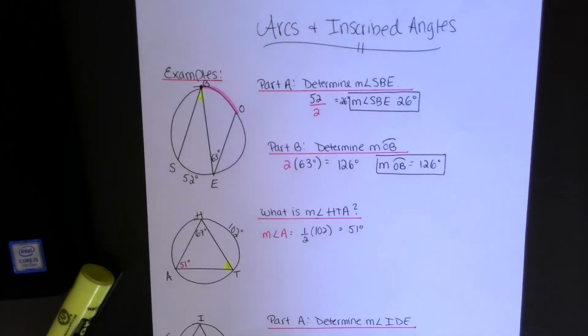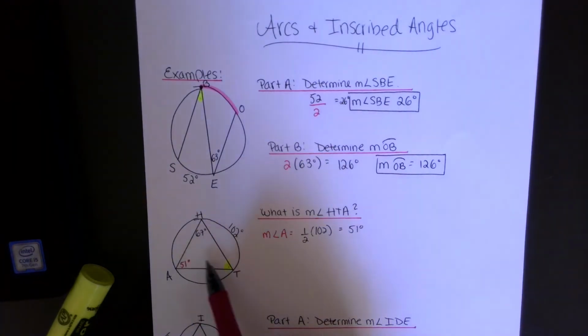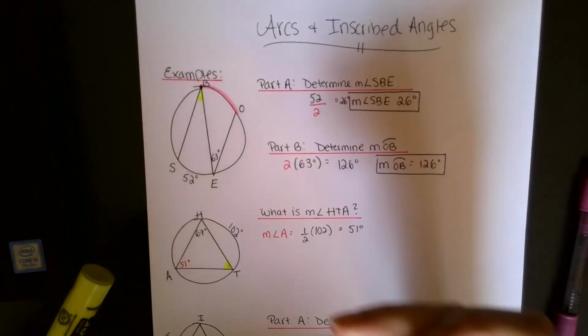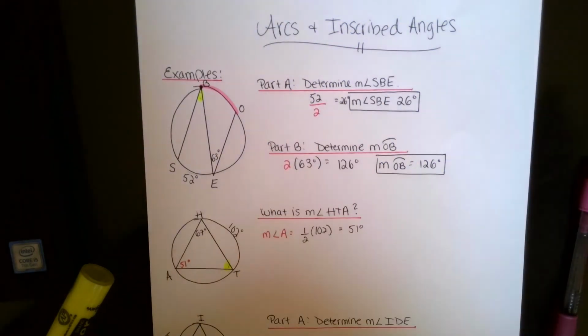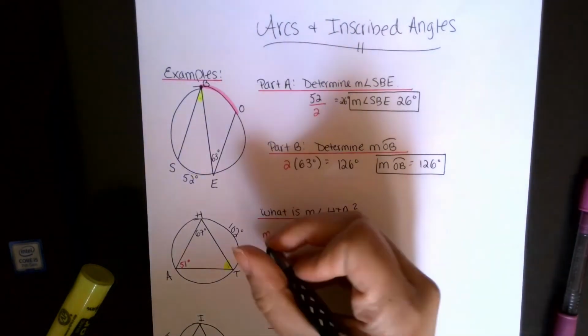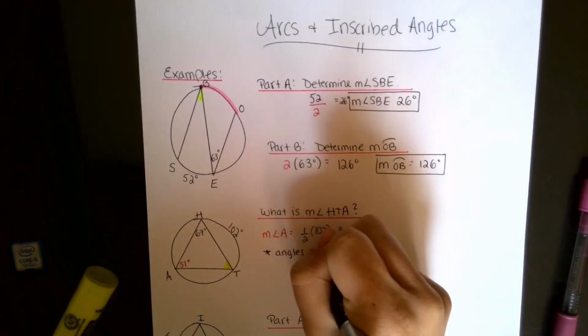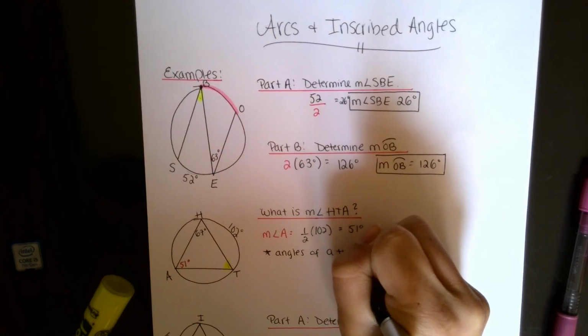Now how does that help me? Well, inside a triangle, what do the angles have to add up to? The sum of the angles of a triangle has to add up to 180.